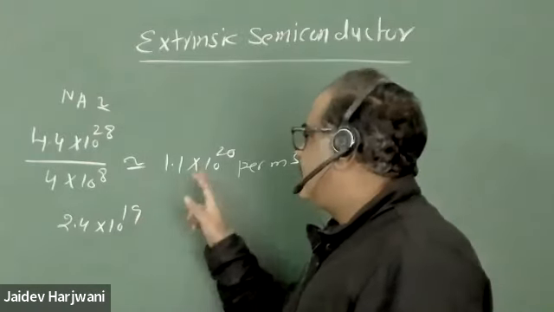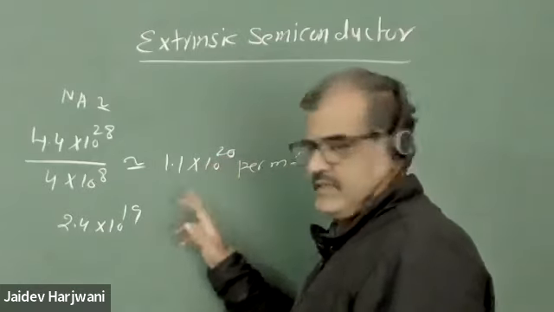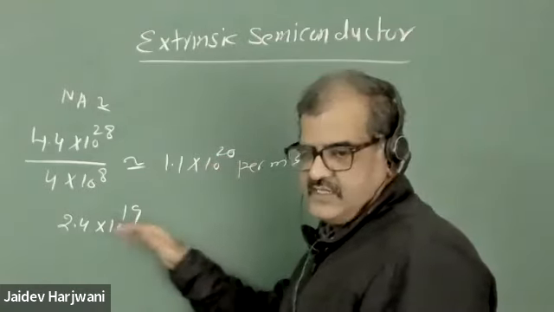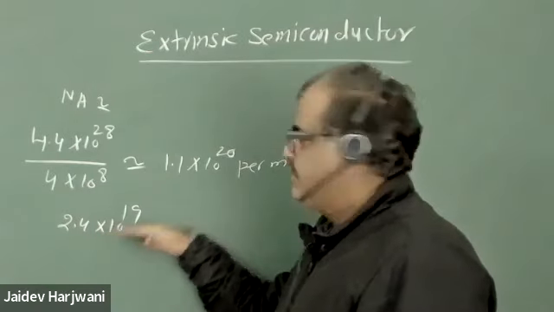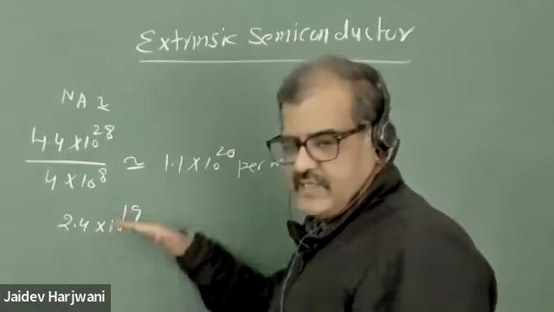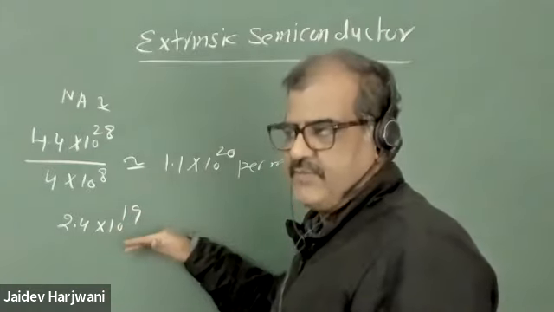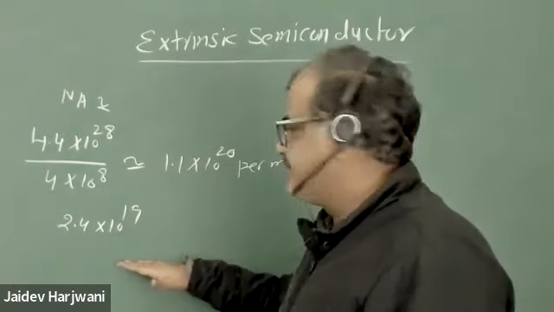Out of 38, the 20 power is electrons, and the remaining one power less than this are holes. So the product always remains the same, but the electrons become high and the holes go down. In P type it is opposite: holes become more, and electrons become lesser.